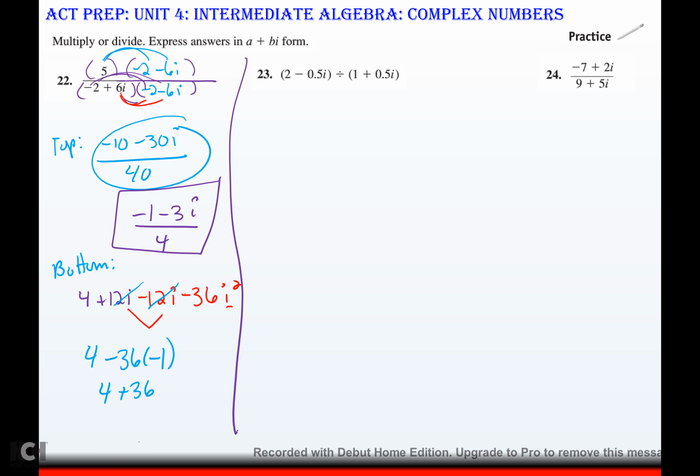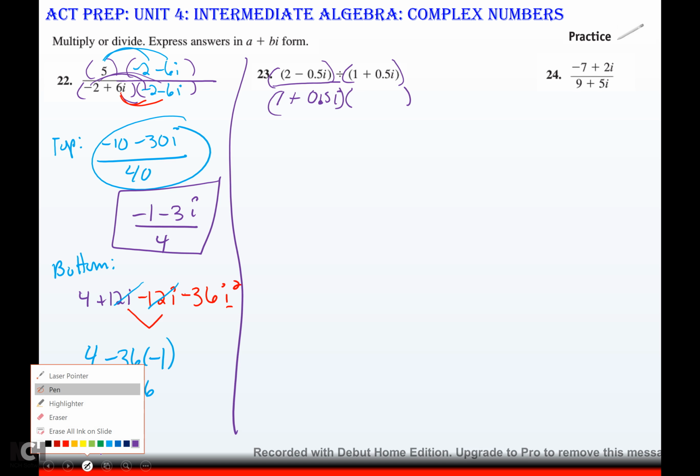Alright, again, this is 2 minus 0.5i divided by 1 plus 0.5i. So we're going to multiply the top and the bottom by the conjugate of the bottom, which would be 1 minus 0.5i. So make that a minus. Okay, I hate it when they write it sideways.